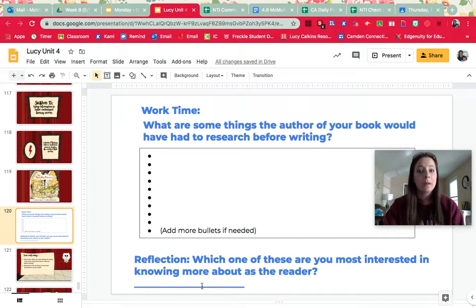Okay, let me know if you have any questions, and I look forward to seeing the different types of things that you guys come up with as you have read these novels. There's going to be a lot of things in there that the author is going to seem really knowledgeable that they had to go and learn more about.